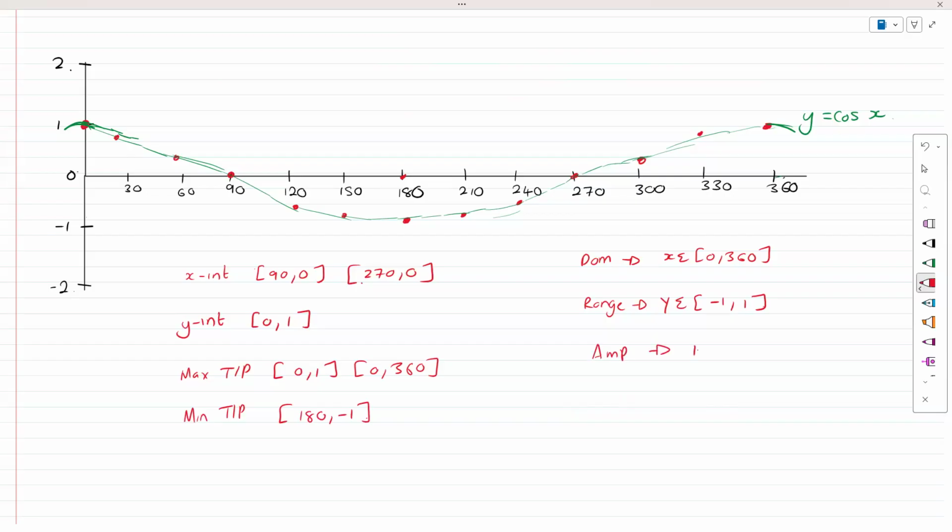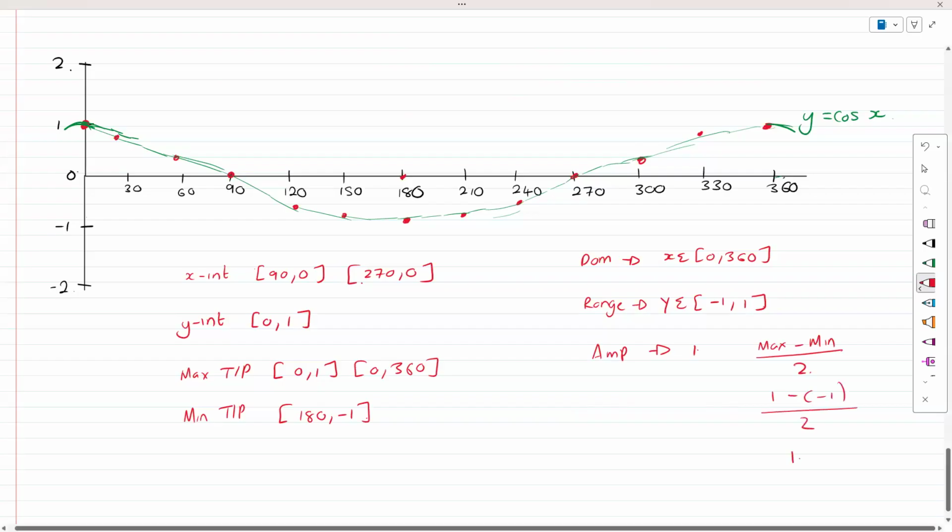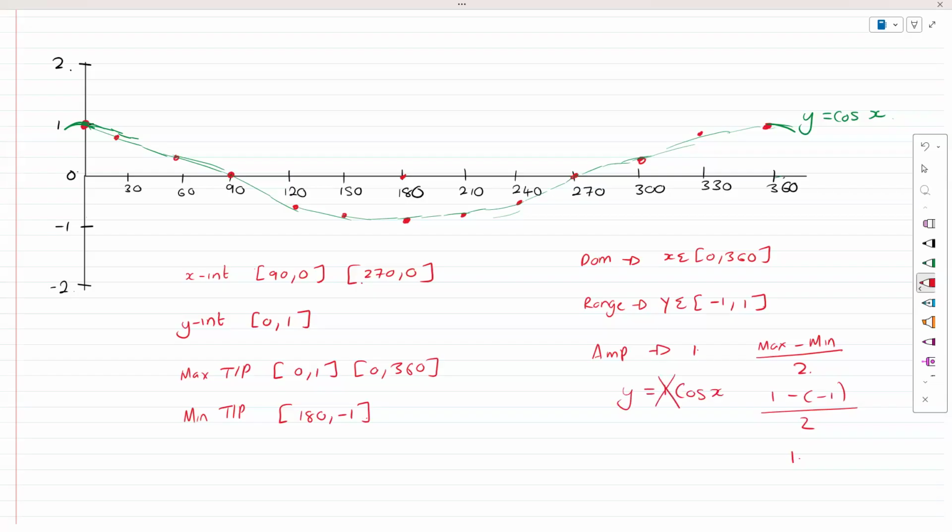The other thing we need to know is that the amplitude is 1. We can use the same formula: top minus the bottom, divided by 2. So 1 minus -1, divided by 2, equals 1. But even if we didn't know that, we know that the formula is 1 cos x, and that's basically the amplitude, which is 1. There's no shift in this graph.